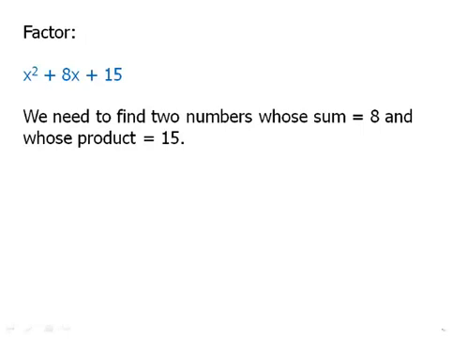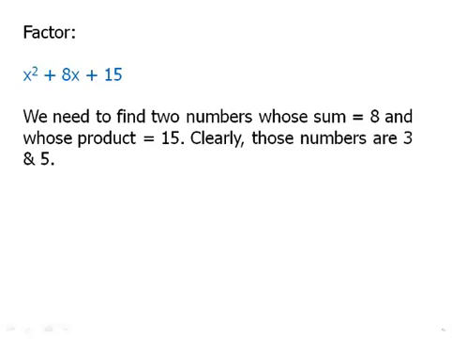Well, there aren't many numbers we can multiply together to get 15. We could do 1 times 15, that doesn't have the right sum, or we could do 3 times 5. 3 and 5 are clearly the numbers, and that means we can factor this into x plus 3 and x plus 5. That is the factored form. Notice here we have a statement that is true for every number on the number line. That's why we can set an equal sign between these two expressions.